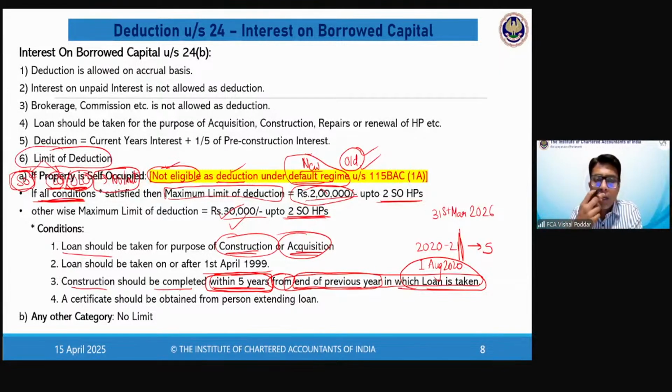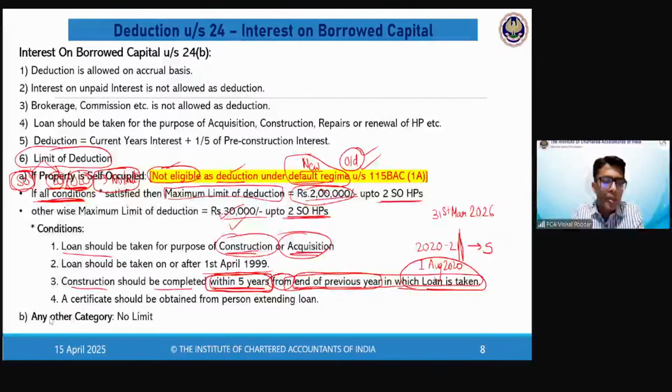So Priyanshi, I'm not getting your point. So what you are saying is, I think what I'm also saying. You are saying, sir, 30,000 is given for repairs and renewal. So I'm also saying that where the loan is taken for construction and purchase only, it will be 2 lakhs. Otherwise, it will be 30,000. So what differentiation, Priyanshi, you are trying to make out? I'm not able to understand, beta. So these are the conditions. All conditions satisfied, the limit is 2 lakhs.